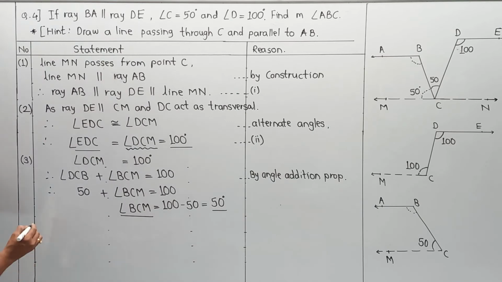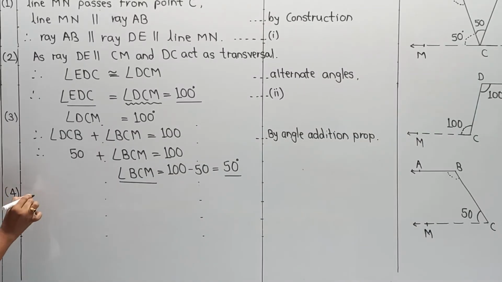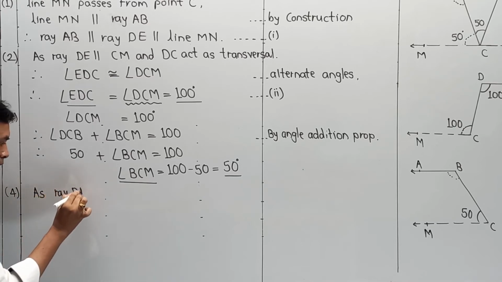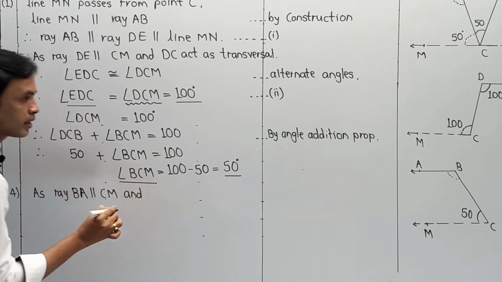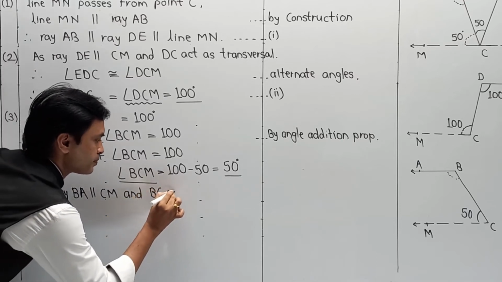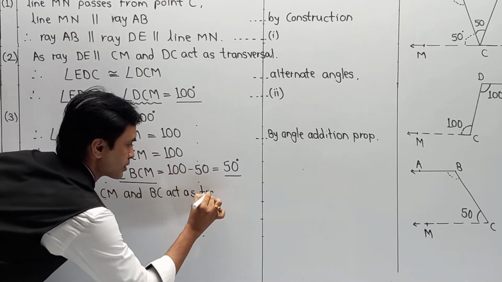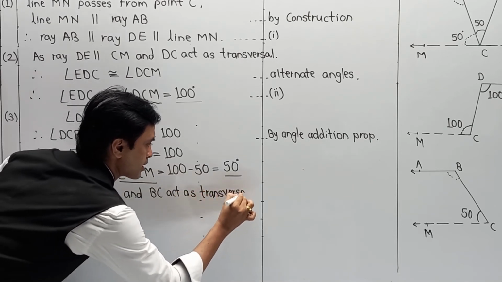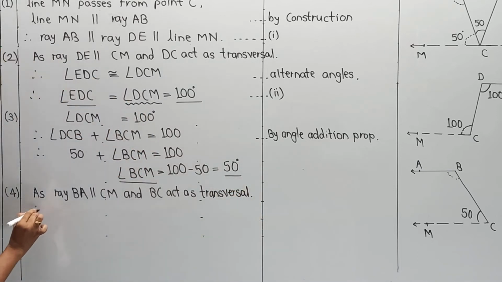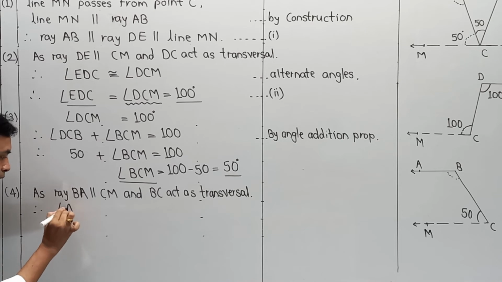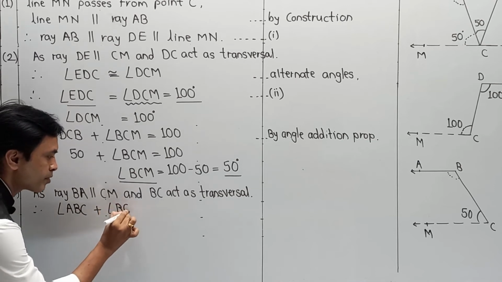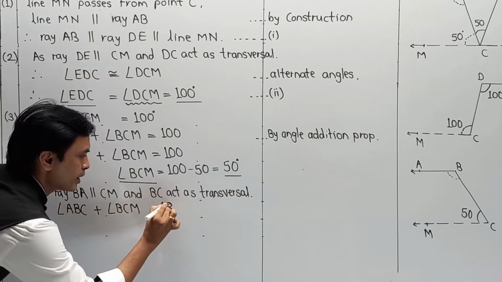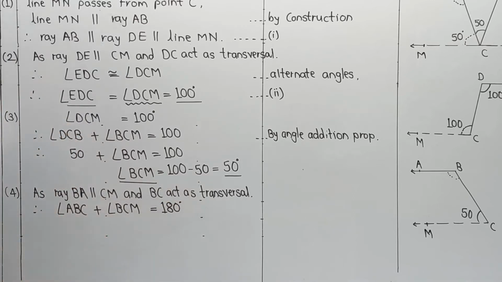So writing the fourth group: as ray BA is parallel to CM and BC acts as a transversal, therefore angle ABC plus angle BCM is equal to 180 degrees. We can say pair of interior angles.